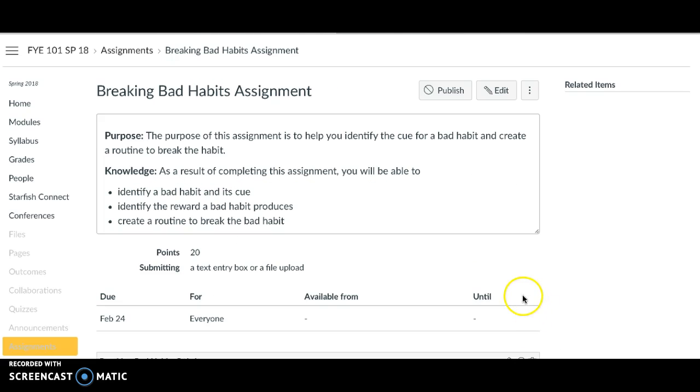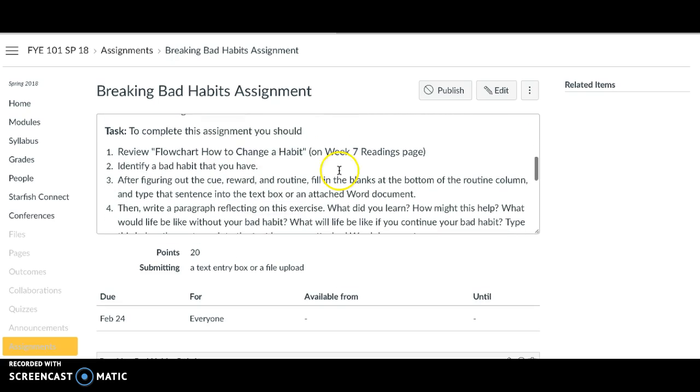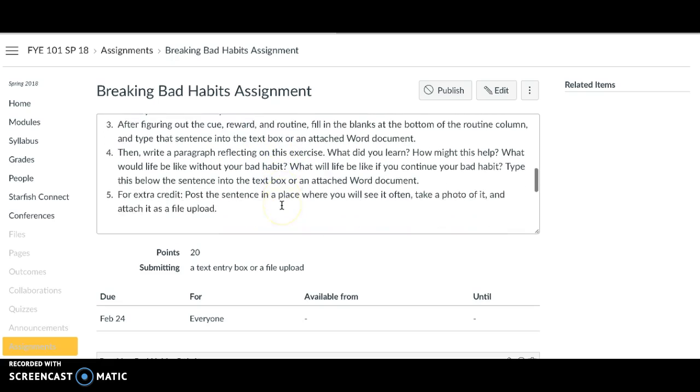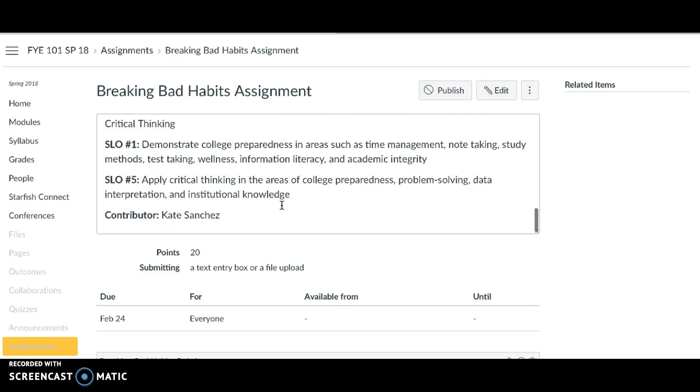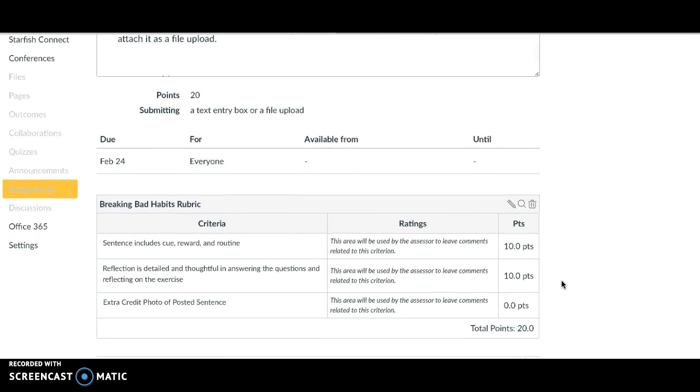The one assignment for this week is a breaking bad habits assignment, where you will identify a bad habit and its cue, the reward that you get when you do the bad habit, and also a routine to break the habit. So make sure you read the instructions carefully so that you understand what you're supposed to be doing. There's also a chance for some extra credit on this assignment if you want to take advantage of that.